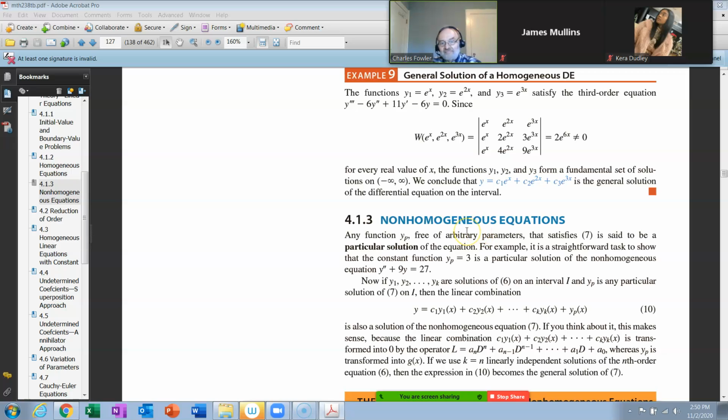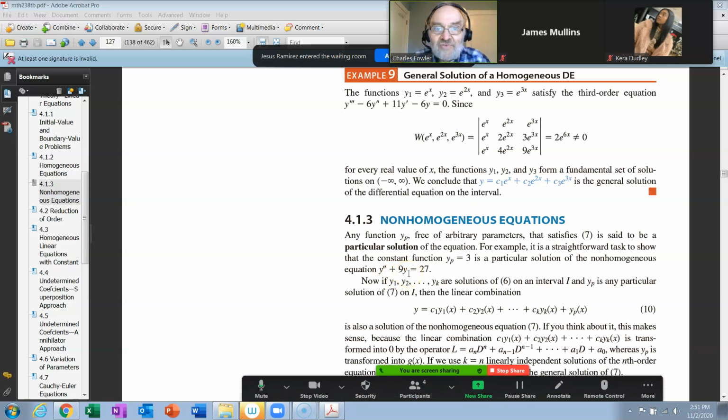Any function y sub p that is free of arbitrary parameters that does satisfy that with a non-zero function here, that's called a particular solution of the equation. For example, it is a straightforward task to show that the constant function y sub p is equal to 3 is a particular solution for the non-homogeneous equation y double prime plus 9y is equal to 27.